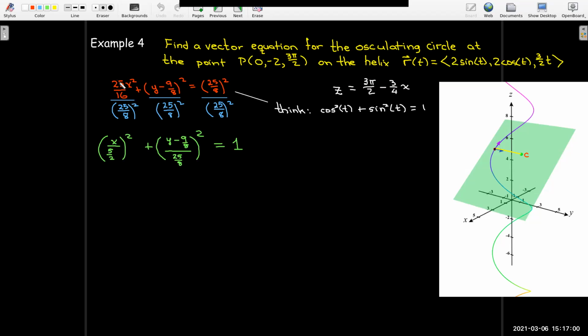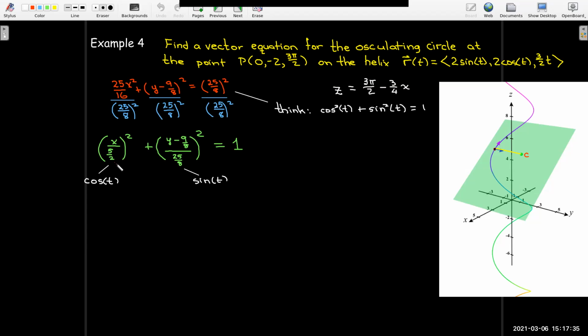Actually, if I'm looking at the squares, I do the arithmetic. I get (x over 5/2) squared plus (y minus 9/8 over 25/8) quantity squared equals 1. So I'm thinking that what's inside the first set of parentheses is cosine of t. What's inside the second set of parentheses is sine of t.